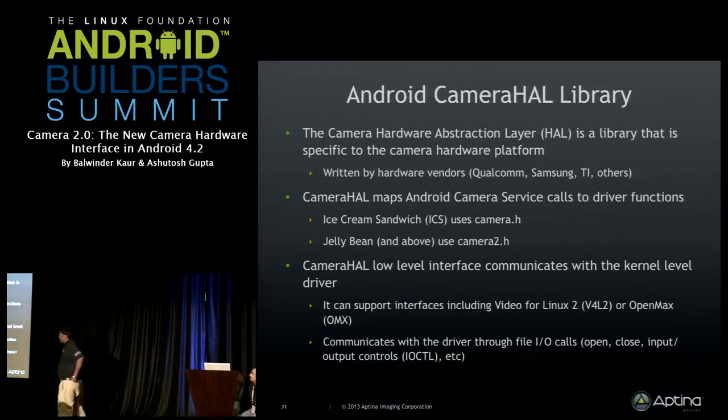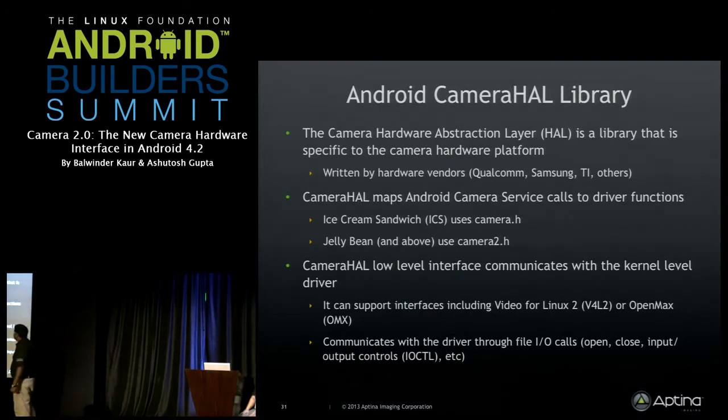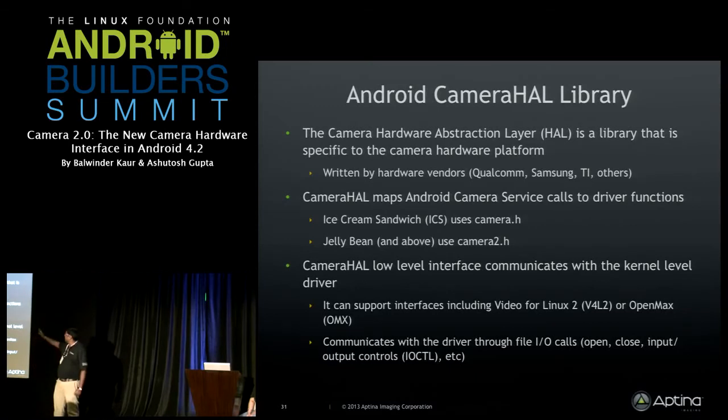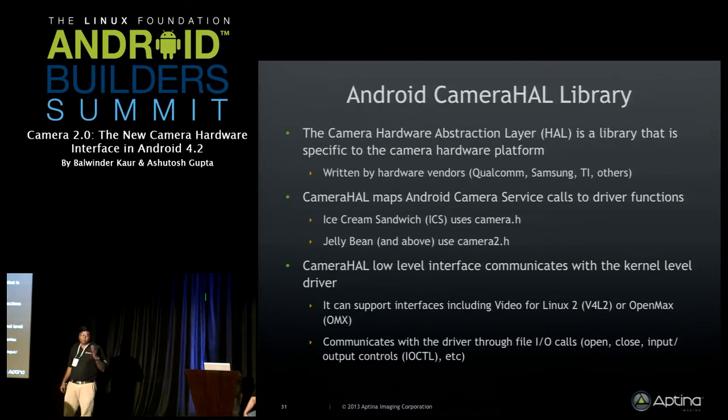So this is the typical functionality of the camera HAL. The camera hardware abstraction layer is, as I have already told you, very specific to the camera hardware platform and is implemented by the vendors. Every vendor has their own proprietary HAL, which maps the service calls mandated by Google to the driver functions. It will get the functionality out of the driver. Ice Cream Sandwich uses camera.h, and Jelly Bean and above, probably the next versions of Jelly Bean, will use camera2.h.